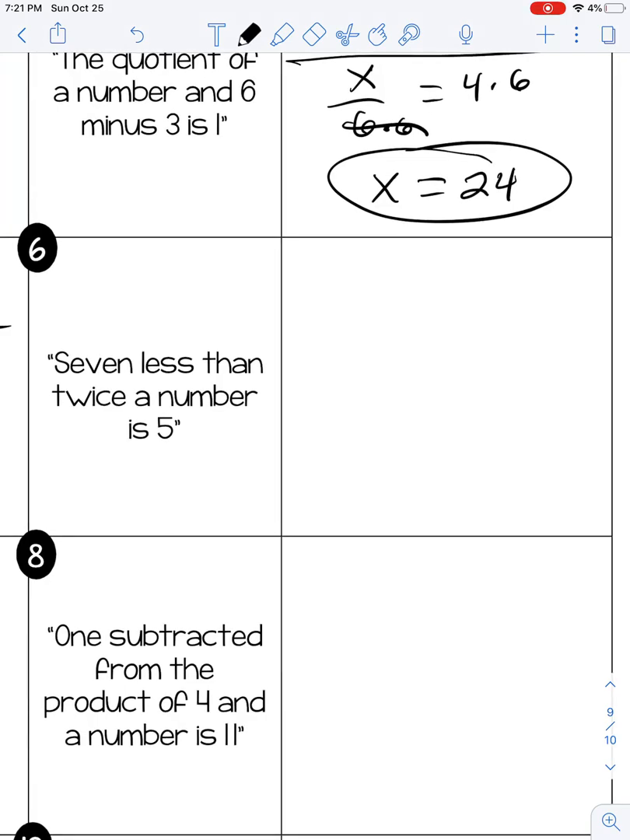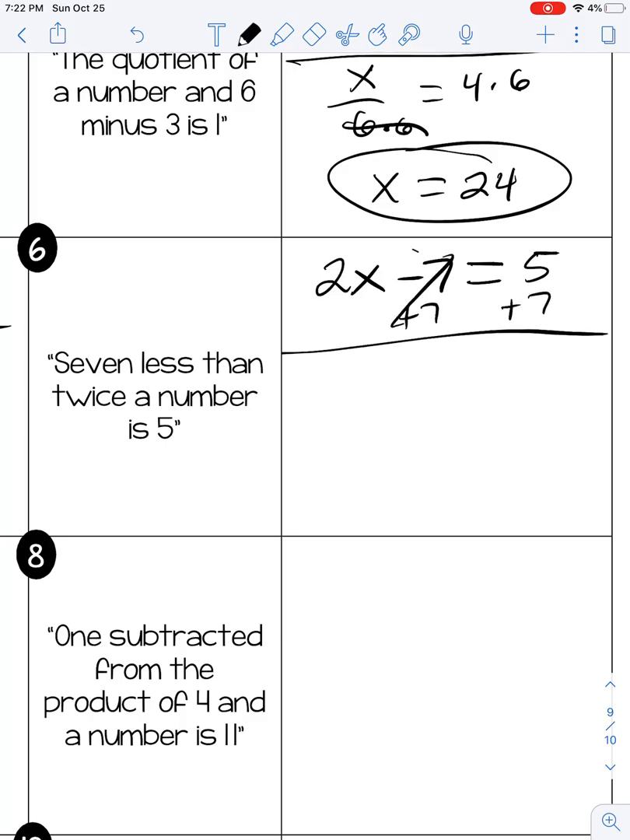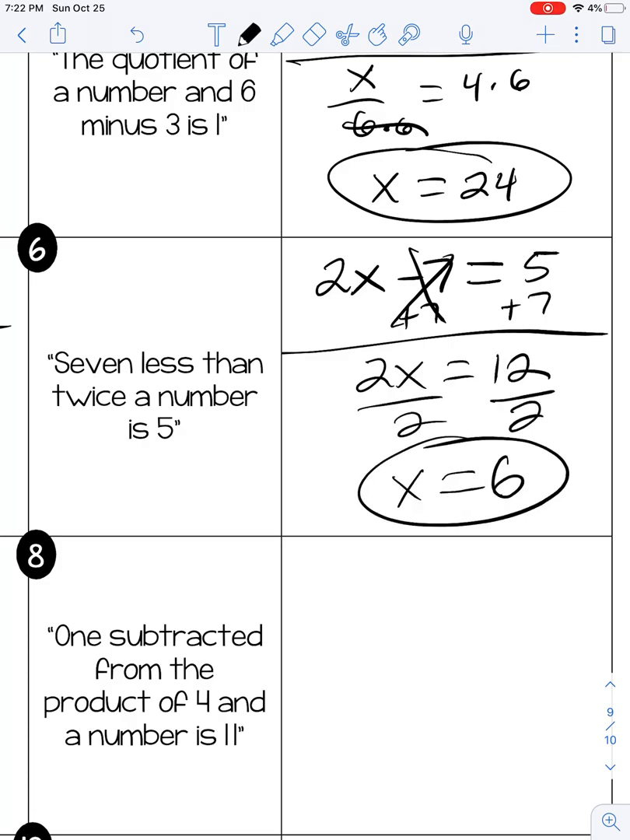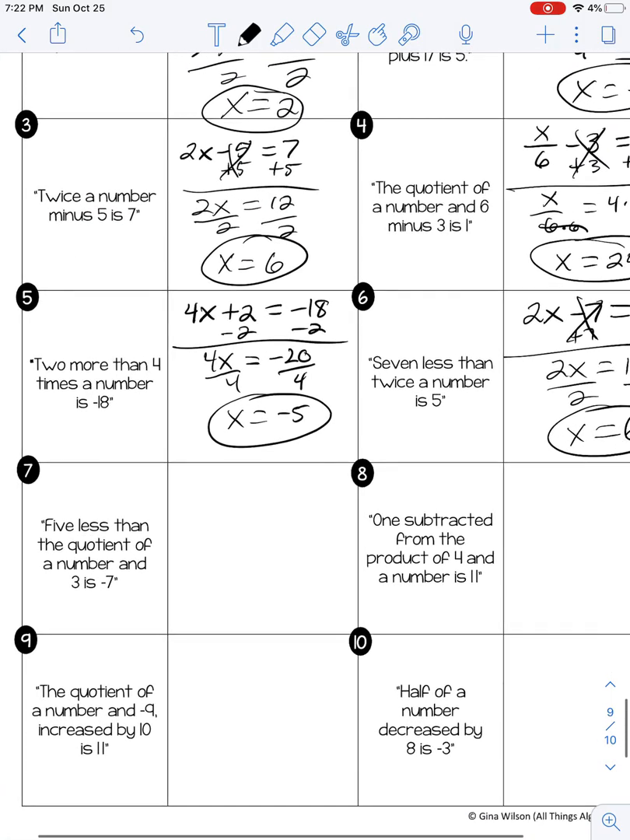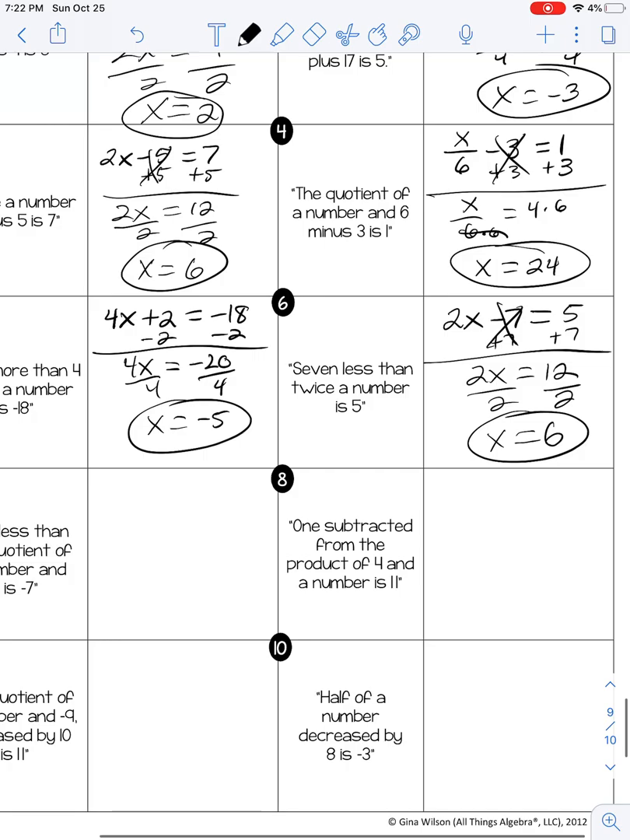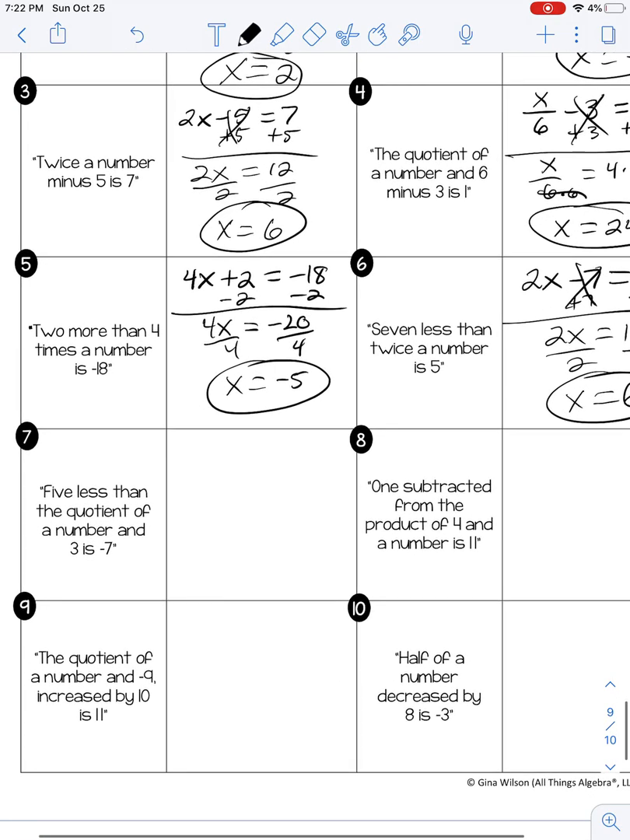Number 6. 7 less than twice a number. So we know that twice a number is 2x because we've seen that 2 times already. 7 less than. So we know that it's going to be minus 7, because it says 7 less than is 5. All right, so let's add 7. We get 2x equals 12. And then once again, the answer is 6. And you can rewind this if I'm going too fast for you.